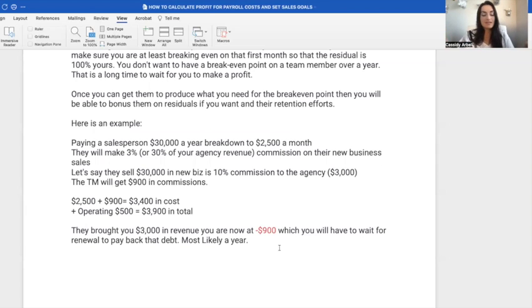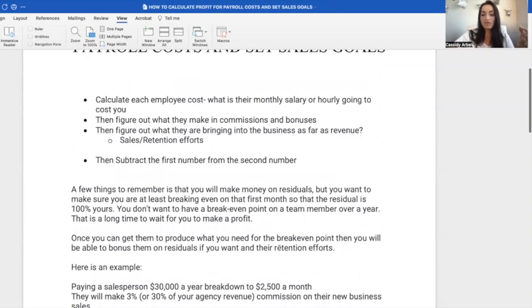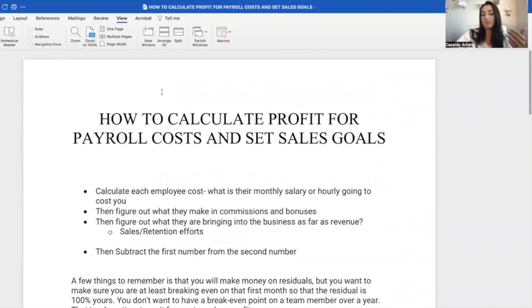Some of us have bad months, it happens. However, it should be consistently on average over that breaking point. That's how you figure out what their sales goals should be and how to make sure that you calculate their payroll costs and their commission costs to make sure that your agency is profitable.